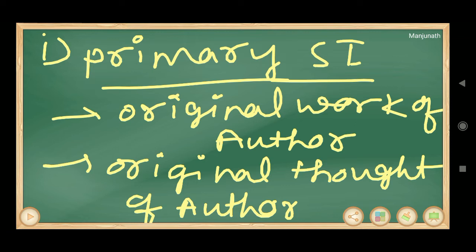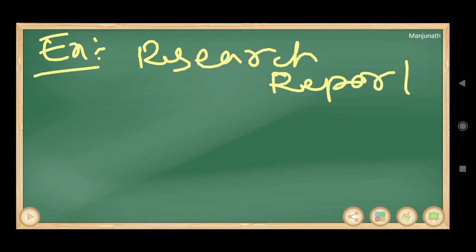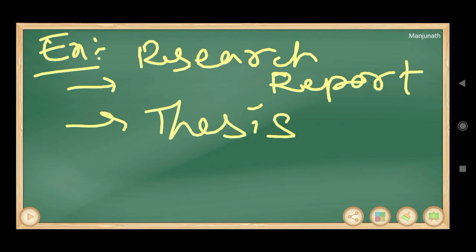Let's take an example, a research report. In this you do a research activity, and at the end you provide a research report, so that is your original content. Nobody has copied it before because your research is a totally new thing. That is one example. Another is a thesis. Same thing, when you do the research you submit your thesis at the end, which shows your original work.